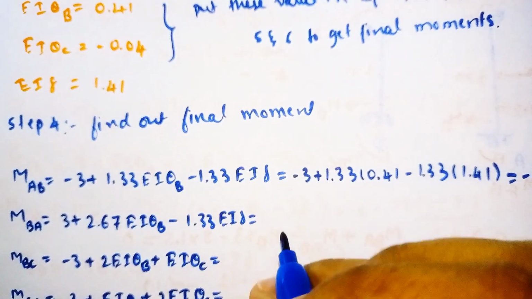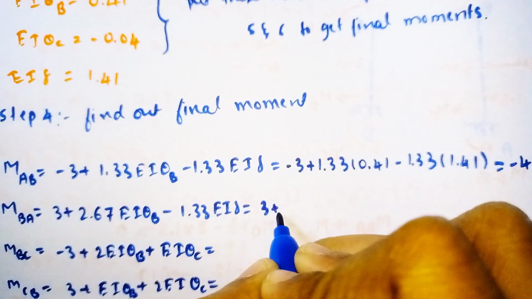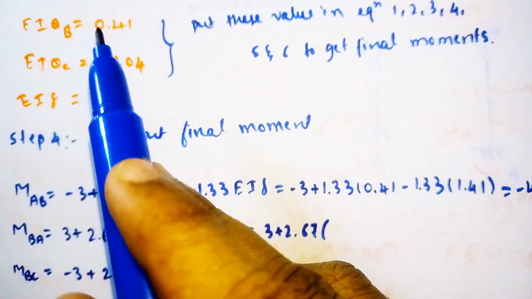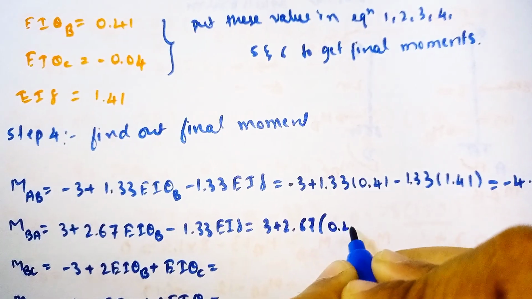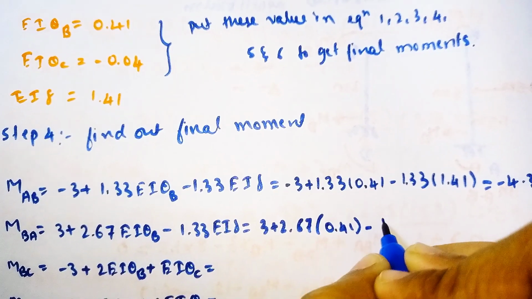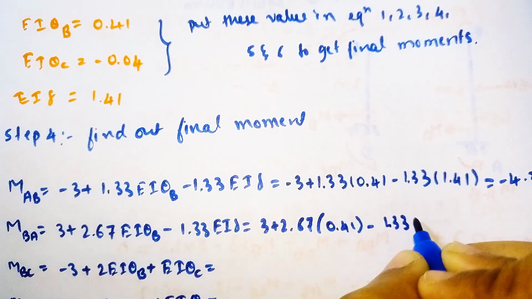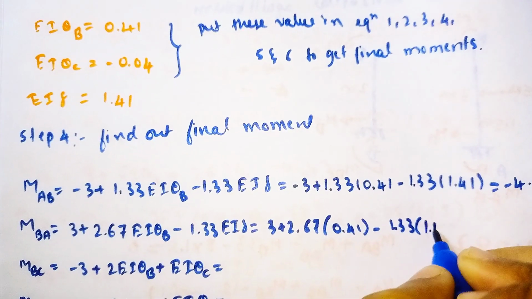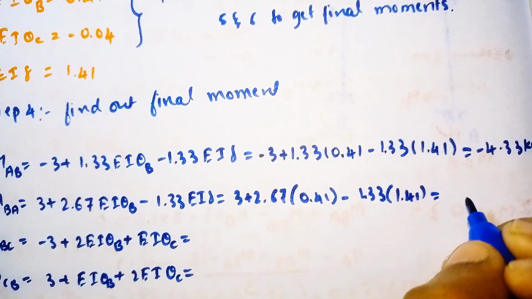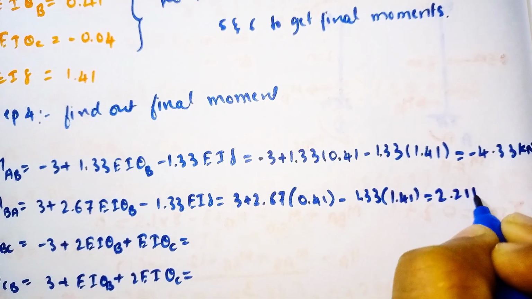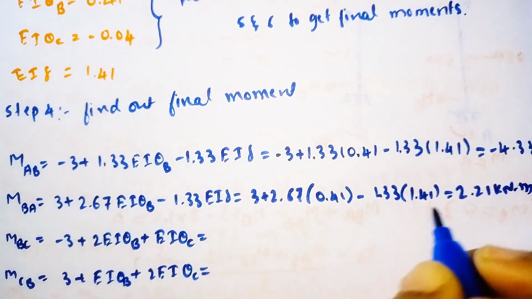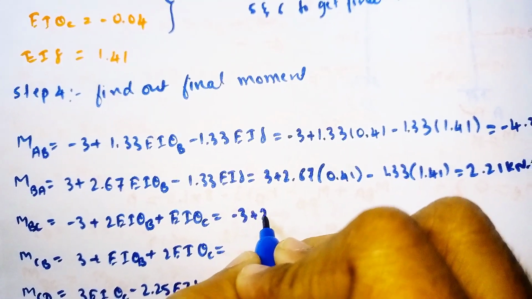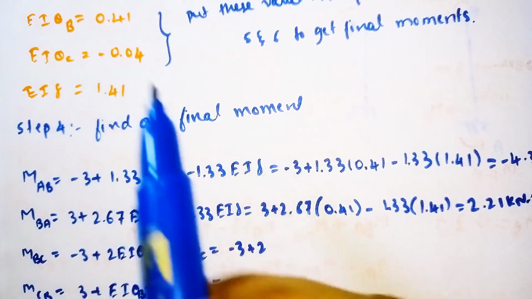So next, MBA. So 3 plus 2.67 EI theta B, the value we got was 0.41, minus 1.33 EI delta, the value we got was 1.41. Put it here, 1.41. By simplifying it will come out as 2.21 kilonewton meter.